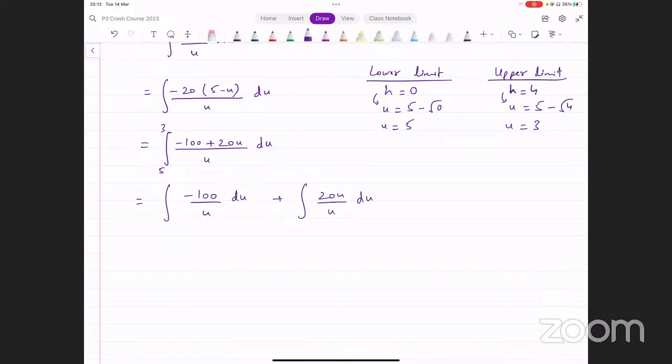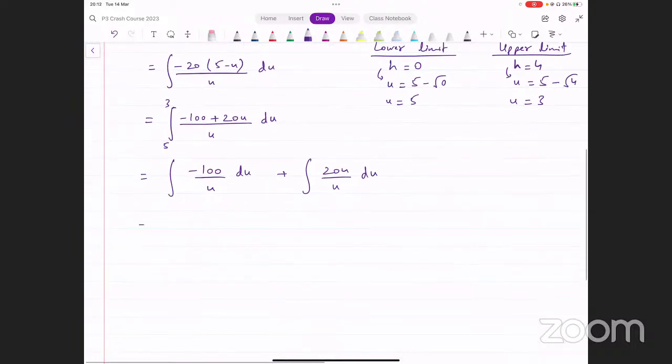All right. And now for the first fraction, you could write minus 100 outside. What are you left with inside? Just 1 over u. And for the second one, u and u just get cancelled, and you're just left with integral of 20 with respect to u.